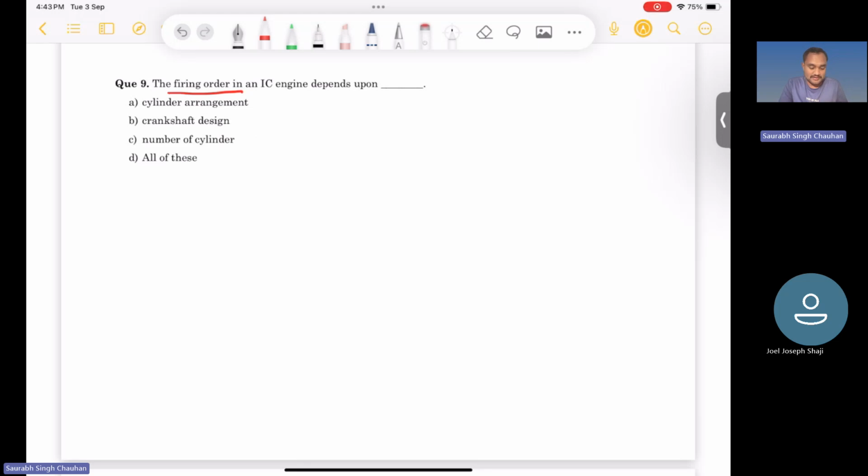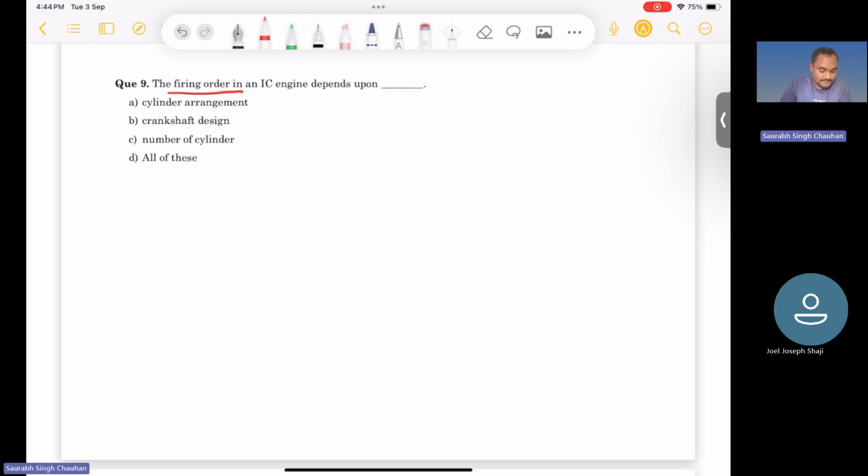Okay, so there will be a huge vibration. So that is not favorable, that we don't want. So what we do, we fire these cylinders, these engines, in such an order that vibrations are minimum, or the noise is minimum, so that there is very less damage and very less noise. So this firing order will depend on what?